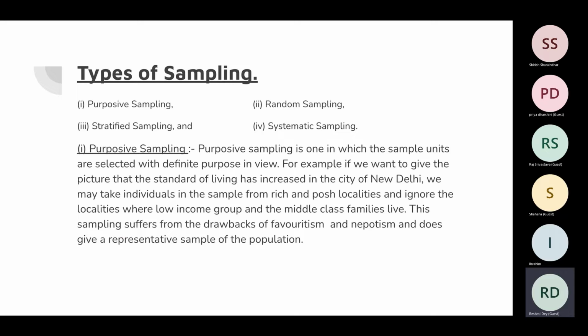Purposive sampling is one in which the sampling units are selected with definite purpose in view. For example, if we want to give the picture that the standard of living has increased in the city of New Delhi, we may take individuals in the sample from rich and posh localities and ignore the localities where low income group and the middle class people live. This sample suffers from drawbacks of favoritism and nepotism, and does not give a representative sample of the population. Purposive sampling basically comes with a condition. Based on this condition, we select our sample from a population.